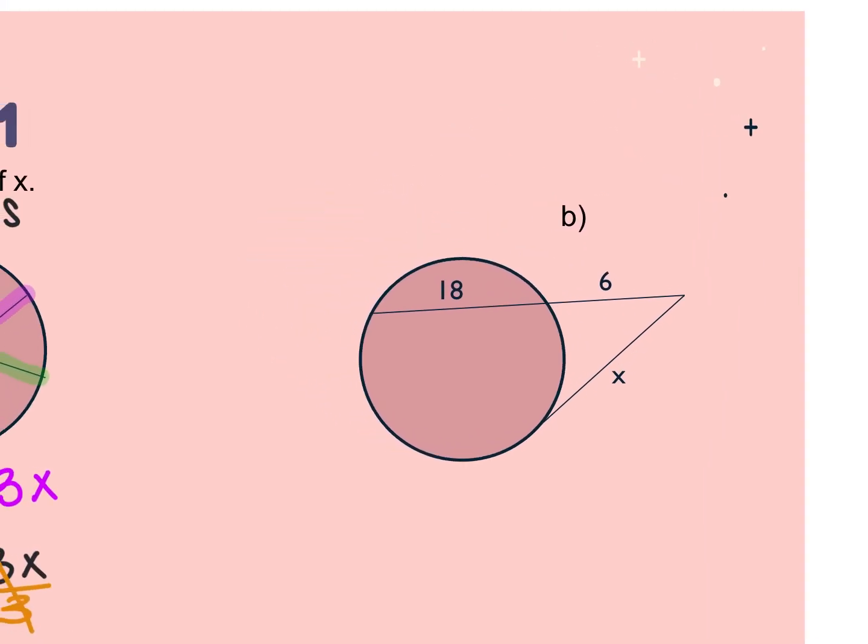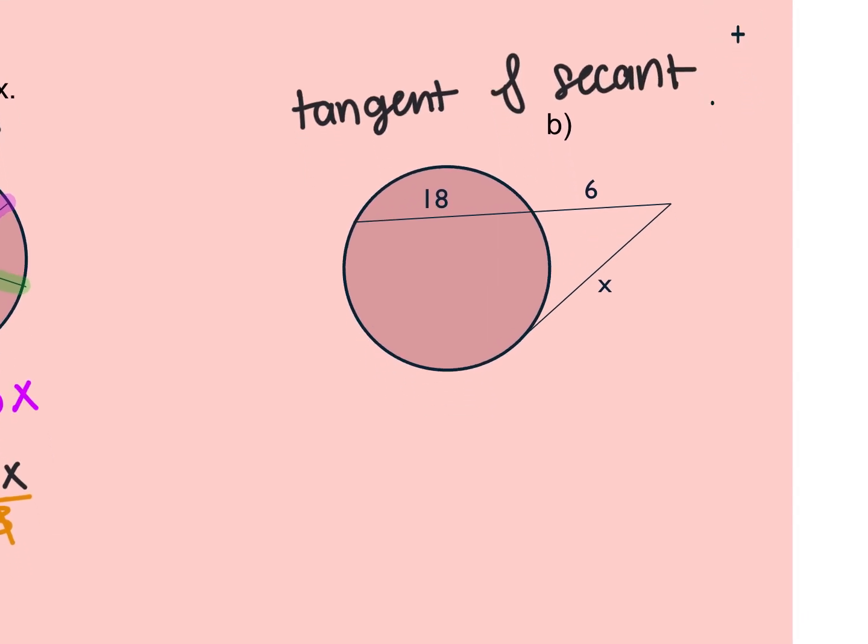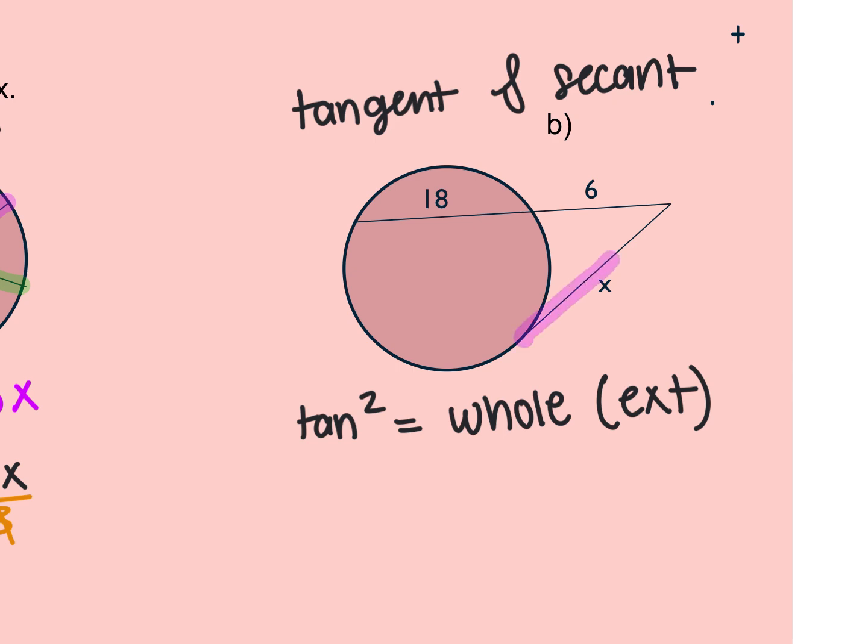Looking at B, what two lines do I have? Good. I'm going to write tangent first and secant. And what was the rule for this? I'm going to take tan squared equals whole times external. So I'm going to highlight what I have, what I need. This is my tangent. Then I'm going to take my whole secant times my external.